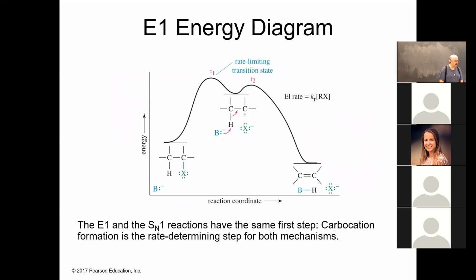Right, this is the E1 energy diagram. It actually looks similar to the SN1. Okay, you have the first step, ionization. This is an intermediate, this local minimum. The second step occurs rapidly. Okay, and the base and the halide are no longer attached. Otherwise you'd have too many bonds.